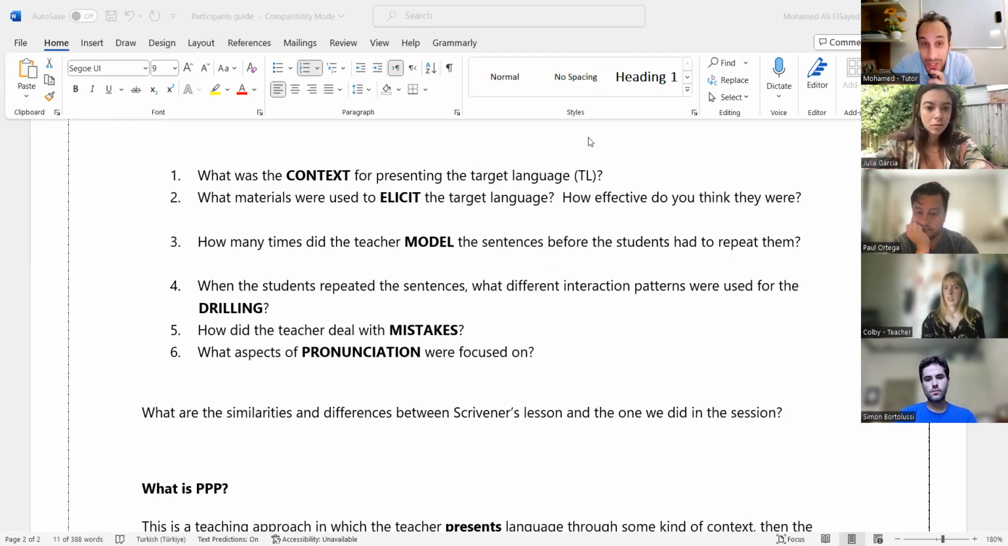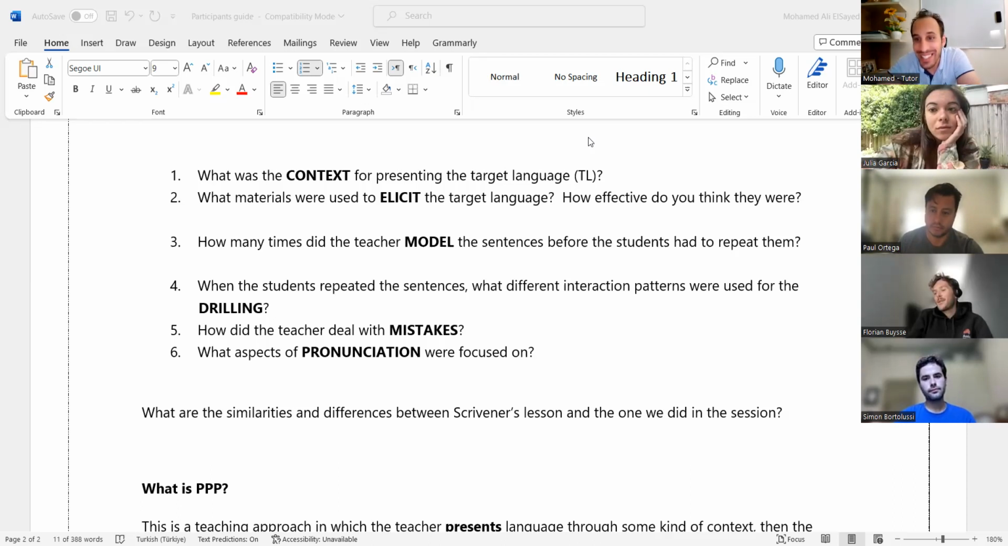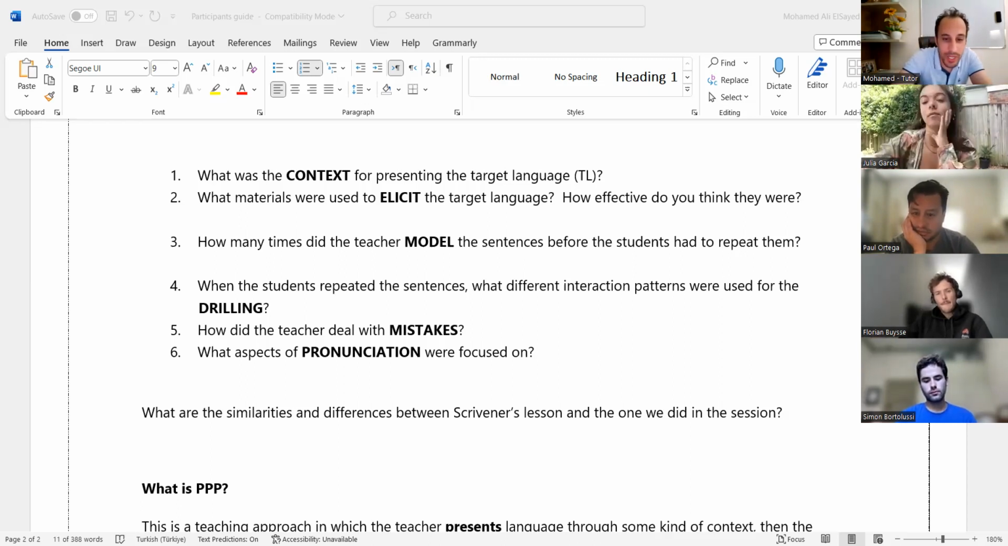Store, not stall. Store. Florian, like market, supermarket. Sounds like a market stall or something. I think he was talking about store.